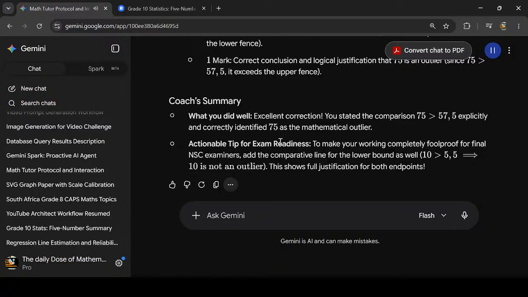Coach's summary. What you did well: excellent correction. You stated the comparison 75 greater than 57.5 explicitly and correctly identified 75 as the mathematical outlier. Actionable tip for exam readiness: to make your working completely foolproof for final NSC examiners, add the comparative line for the lower bound as well. 10 is greater than 5.5, implies 10 is not an outlier. This shows full justification for both endpoints.